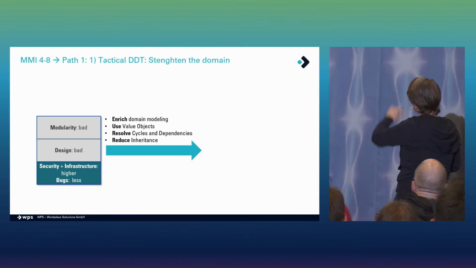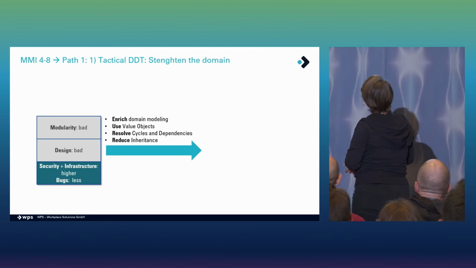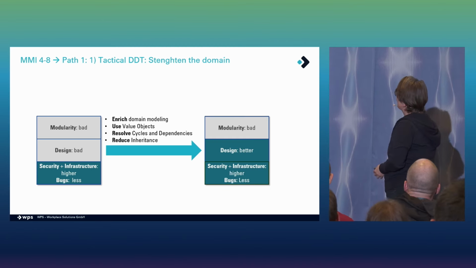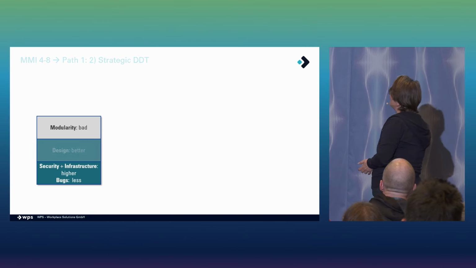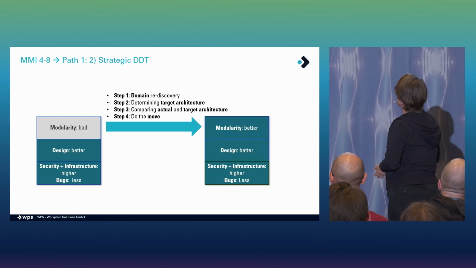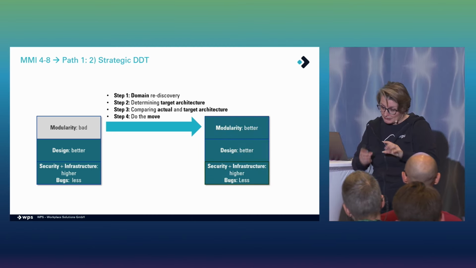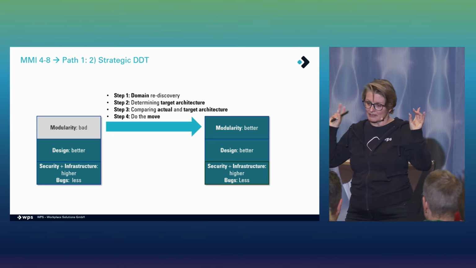We can't start at the upper level. So we have to do the same thing that we did with a big ball of mud. I'm not going to repeat everything here. And then we can do the modularity, the 4 steps of domain-driven transformation, afterwards. So if you have a domain model like that, you have to do it this way.